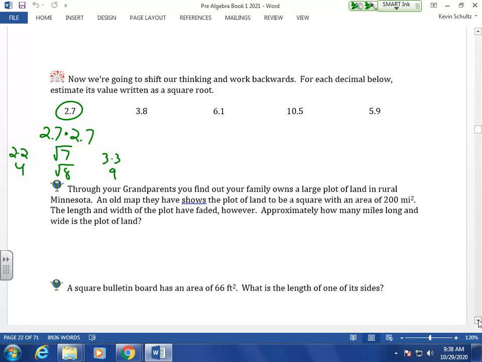6.1. What root would give us a value of about 6.1? We know that 6 times 6 is 36, so it's bigger than that. We know that 7 times 7 is 49, so it's less than that. What do you think? Where between 36 and 49 would 6.1 times 6.1 land us?